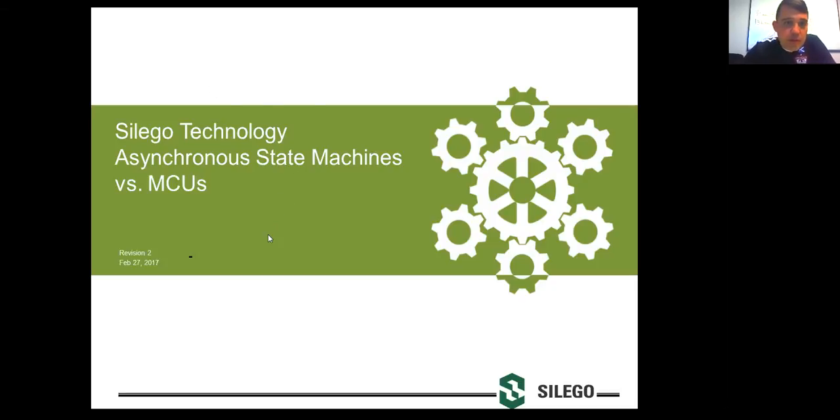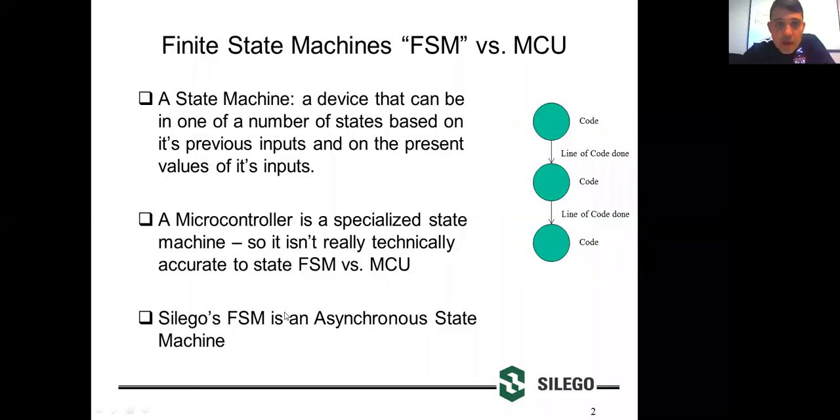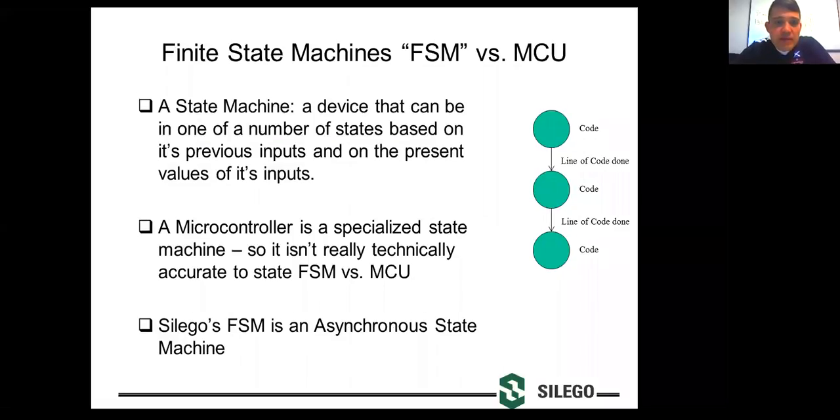Okay, so first of all, let's talk about what's involved in the difference between asynchronous state machines and MCUs. Now, the first term I use here is a finite state machine. The proper definition of a finite state machine is a device that can be in one of a number of states based on its previous inputs and on the present values of its inputs. So it's an incredibly large definition encompassing just about anything that does any type of logic.